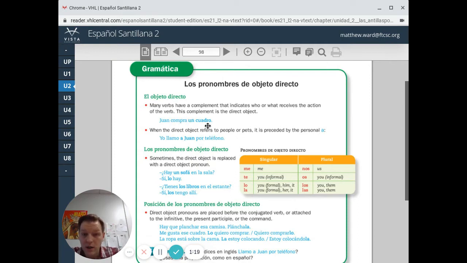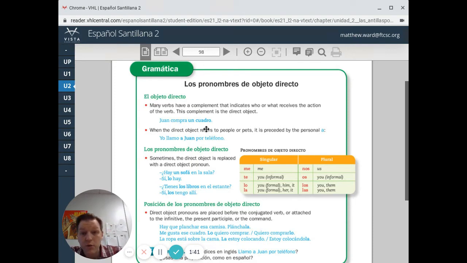So first of all, we find the direct object. Then we find which word on the chart replaces it. It's el cuadro. So el uses lo here. Then remember, the word lo goes before the verb. Juan lo compra. Juan it buys. Literally, but Juan buys it is how it's interpreted.